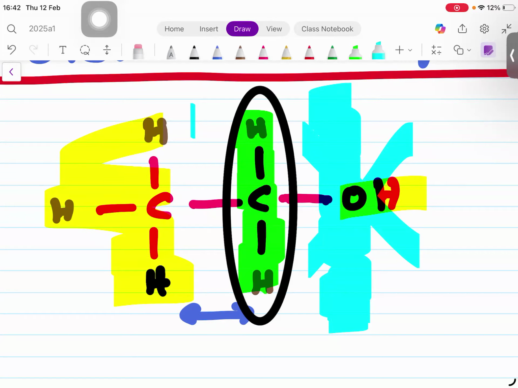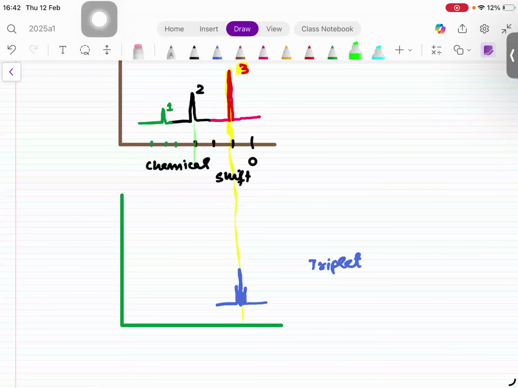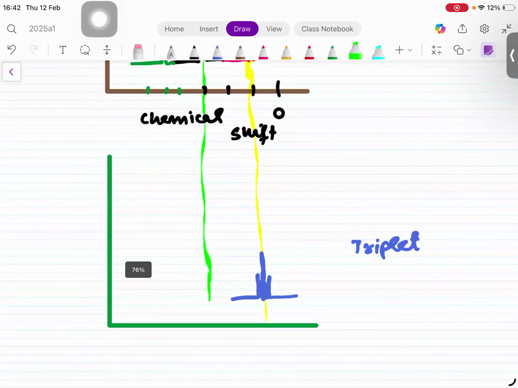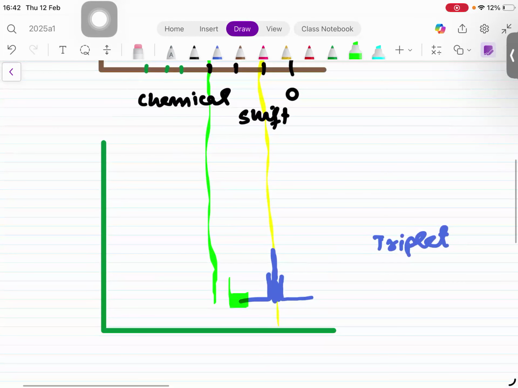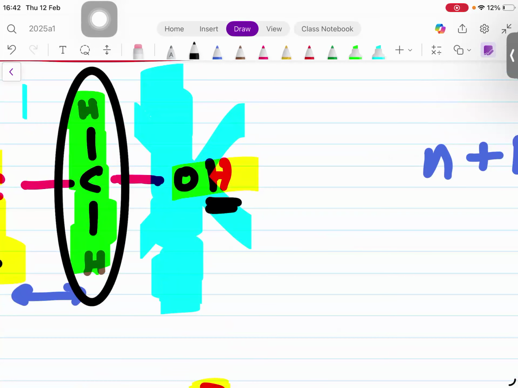So it is going to be split in how many parts? Four, known as a quartet. So the chemical shift value is going to be the same here, but it will look like this. What is this? This is a quartet. This is a triplet, and this is what? Quartet. Okay. And now, as for this one, I said it is not interacting with anybody in the neighbor.